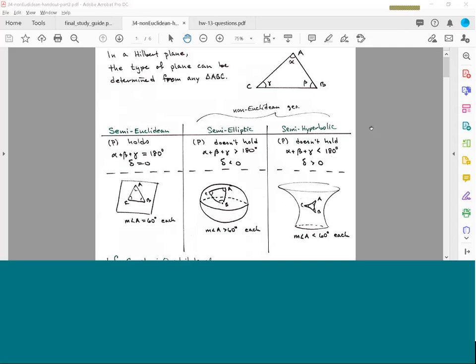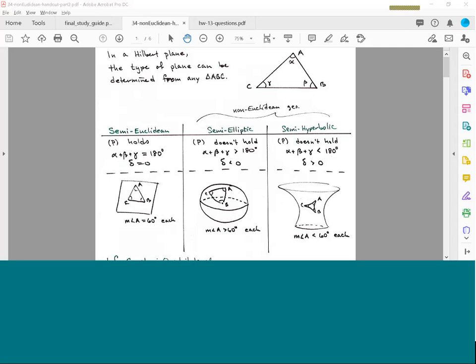So first assumption is we must have a Hilbert plane. So no models of geometry that are funky like our taxicab model that turned out not to be a Hilbert plane. We have to properly be a Hilbert plane. Once we're a Hilbert plane, we look to see, does Playfair's axiom hold or not? If Playfair's axiom holds, we're going to be in the semi-Euclidean situation. The sum of all the interior angles will end up to be 180 degrees.